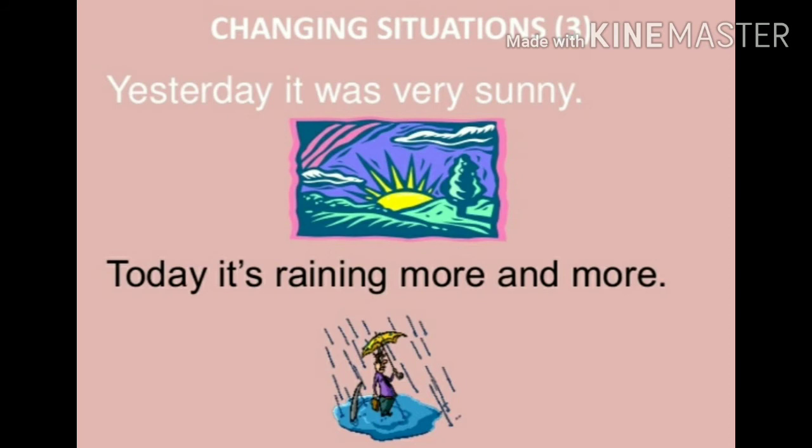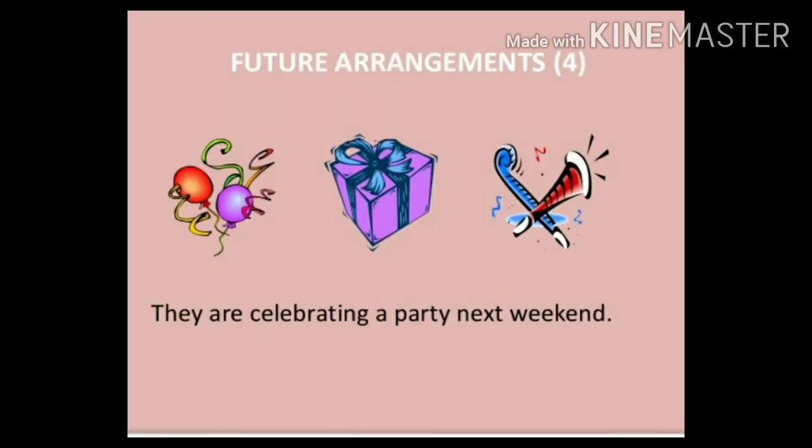We also use it for changing situations. For example, yesterday it was very sunny. That is simple past. Today it's raining more and more. It's a continuous action for today, but there is a changing situation there. There we will use present continuous tense.